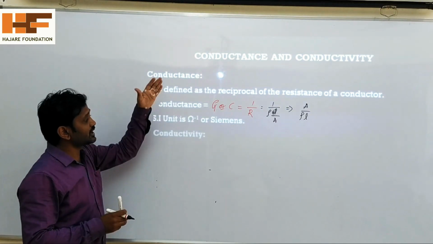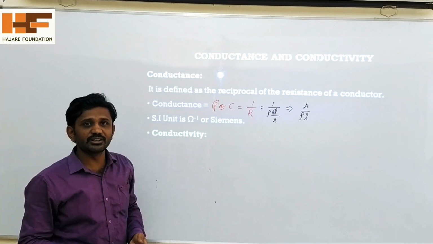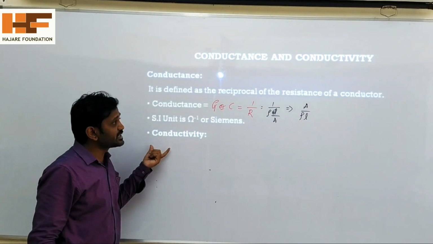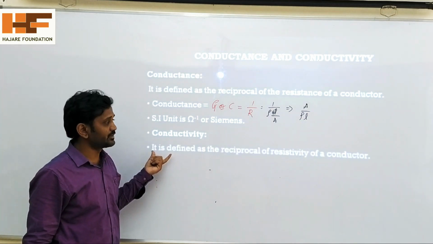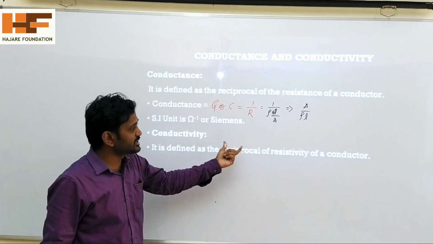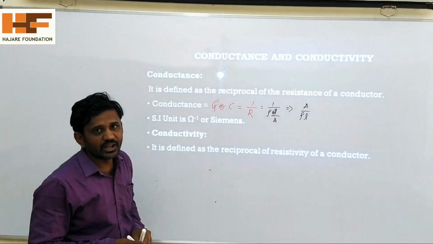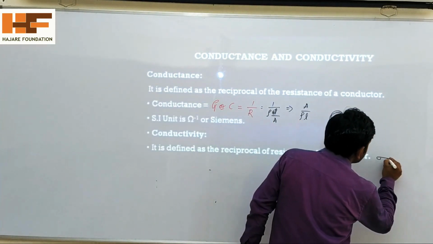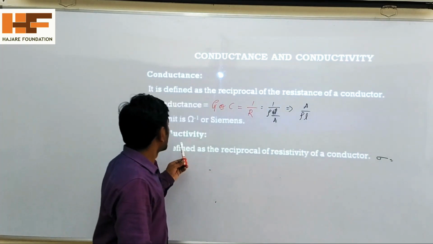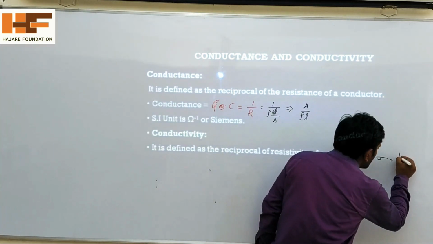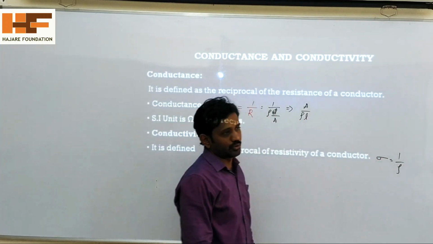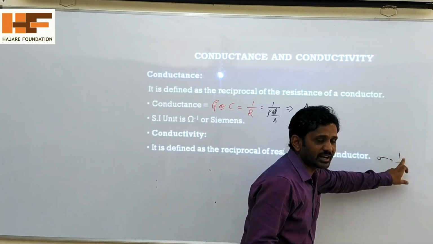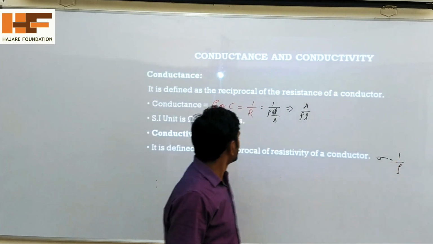Then what is meant by conductivity? Conductivity is exactly opposite to the resistivity. That's why it is the reciprocal of resistivity. The conductivity is the reciprocal of the resistivity of the conductor. Sigma is the symbolical representation of conductivity. Sigma is equal to 1 divided by rho, where rho is the resistivity. It is the reciprocal of resistivity.